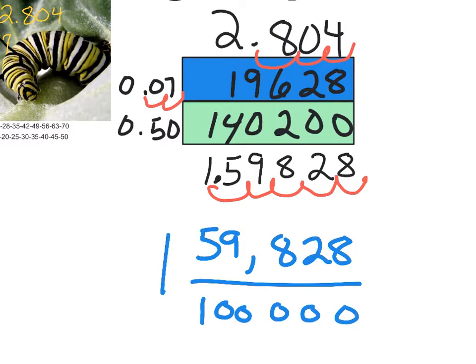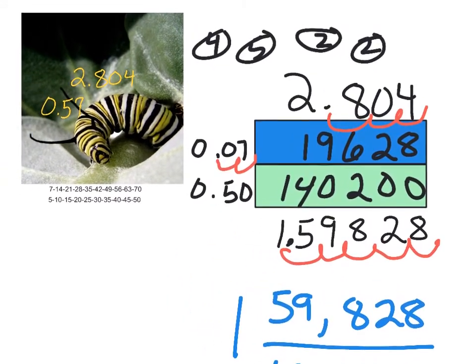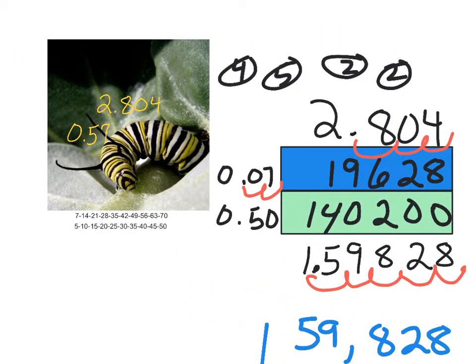But wait a minute, my friends. I'm getting ahead of myself because we got to go back and say, what does that mean, right? Well, this means he's got 1.59828 pounds of leaves that Mabel has eaten, right? And that means it's really a little over 1.5 pounds. And hey, for a little caterpillar like this, even though it's a monarch caterpillar, that's a whole lot of leaves, right? At any rate, that is your answer, and that is how you solve the problem.